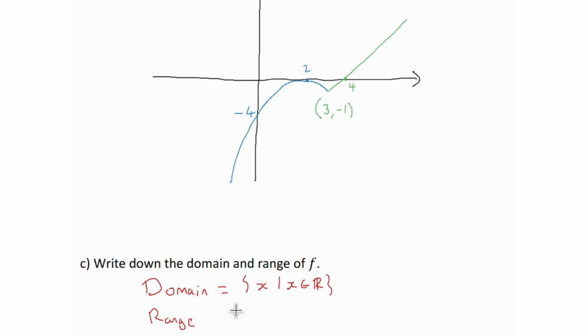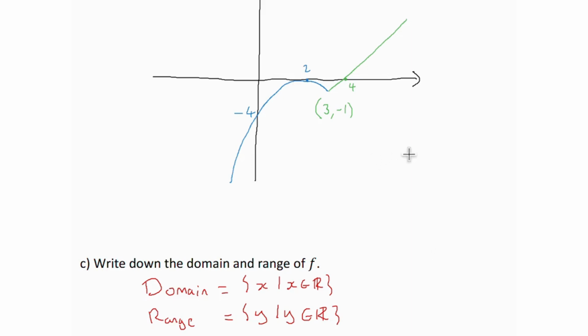The range, what possible values can we get out of this? So which y values can we get? And again, this is going to keep going down, this is going to keep going up, so we can actually get all possible y values out of this. So the set of y values such that y is a real number.